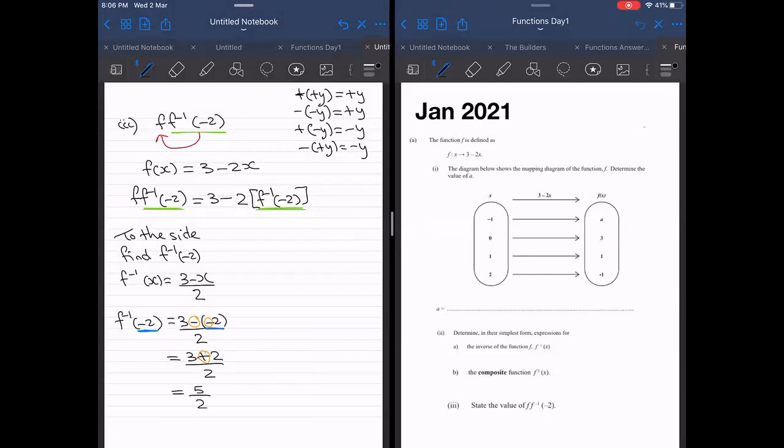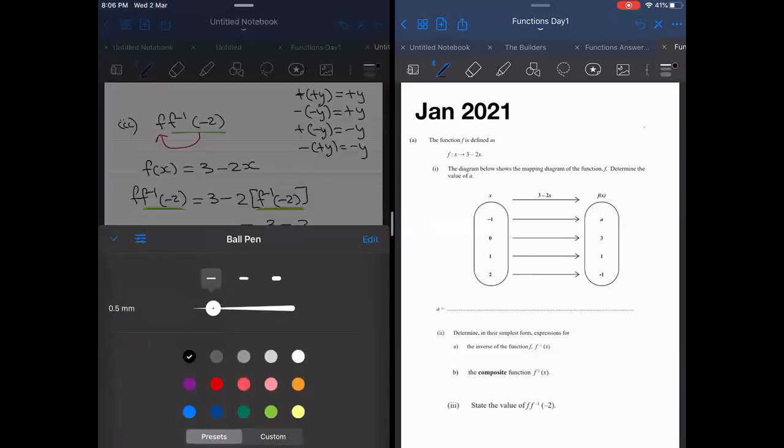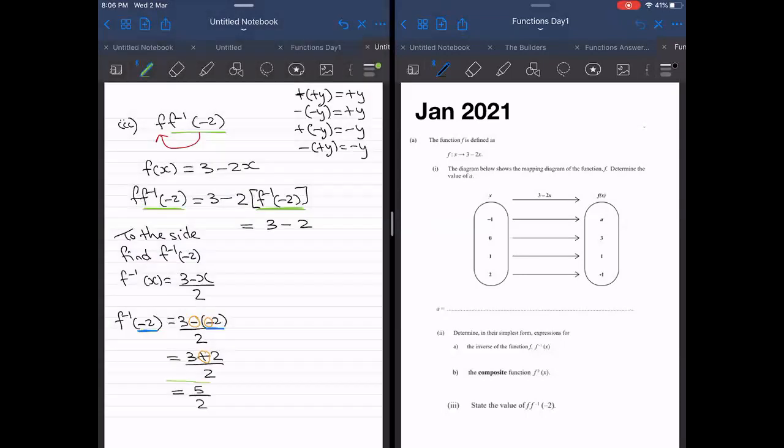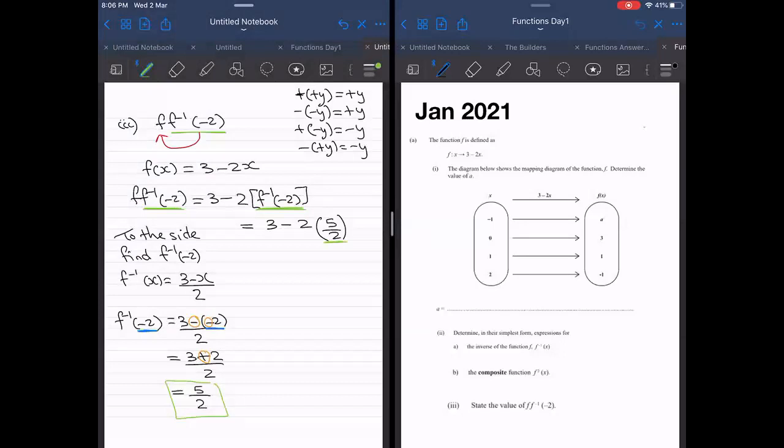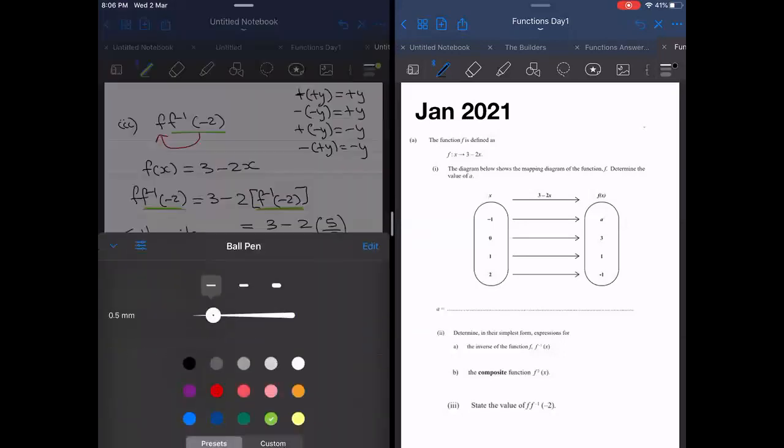So what I'm really being asked to input, so guys, I'm going to repeat, let me just work the question to the end. Right, so since I know that f inverse of -2 is 5 over 2, I can literally plug it in.